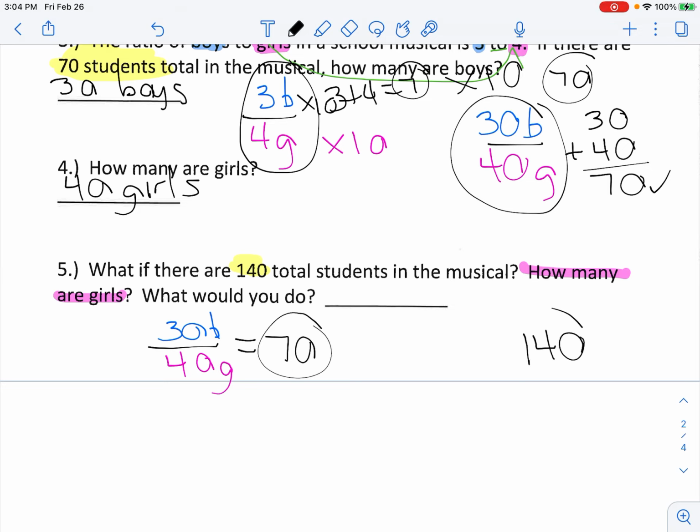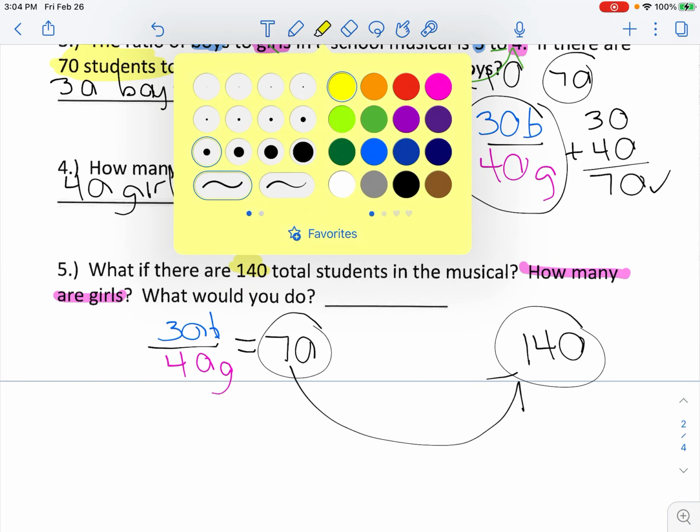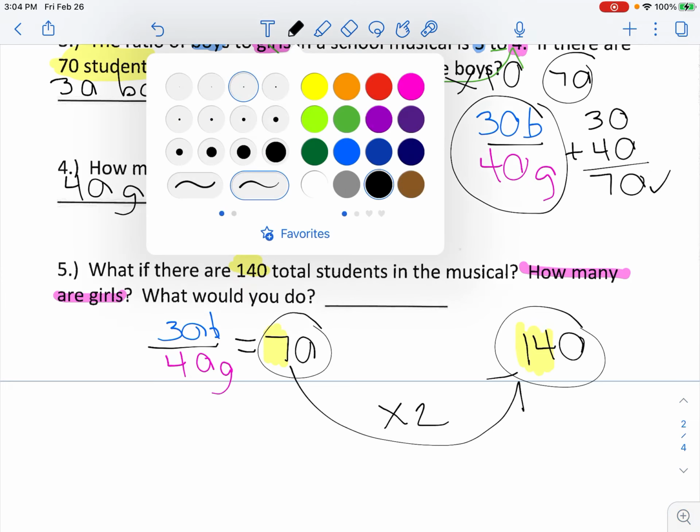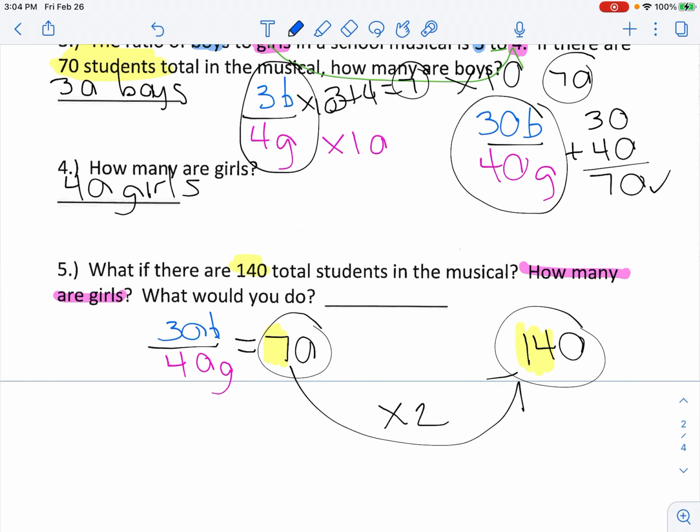Now the question is, what if there are 140 students in the play? So I'm thinking, how do I get from 70 to 140? Well, I'm thinking about the numbers 7 and 14. I know that 7 times 2 is 14. So 70 times 2 is 140. So I'm going to have to double the amount of boys and double the amount of girls in the play.